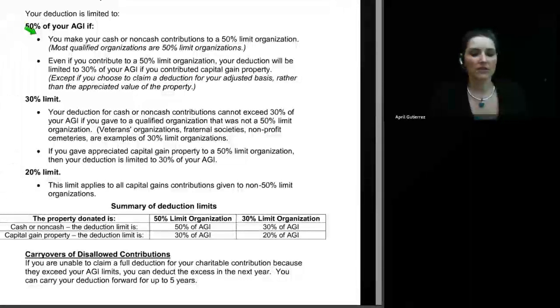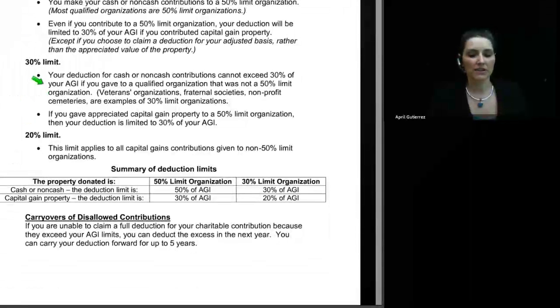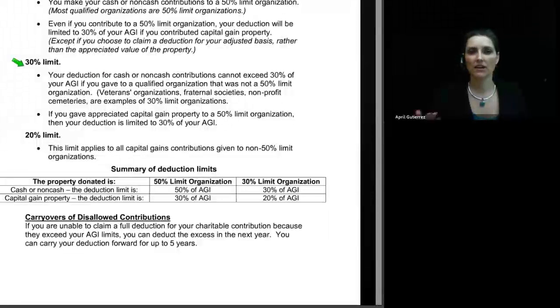So there's also these 30% limit organizations, and I already explained who they typically include. Veterans Association, fraternal societies, and nonprofit cemeteries are the ones that typically get listed. They are referred to as 30% limit organizations. You're allowed to donate cash or property to them, and you are allowed to claim a donation for what you donate to them. But your donation is going to be limited to 30% of your income if you donate cash, and it will be limited to 20% of your income if you donate capital gain property.